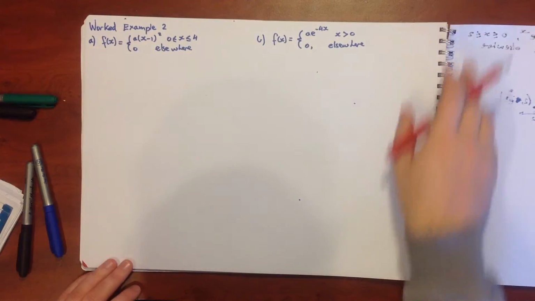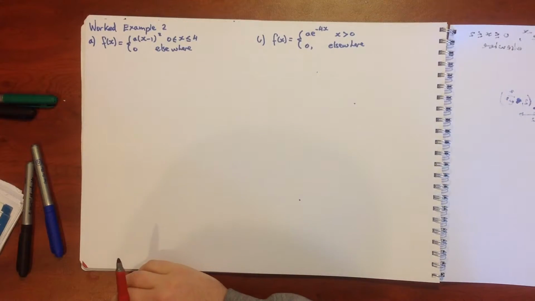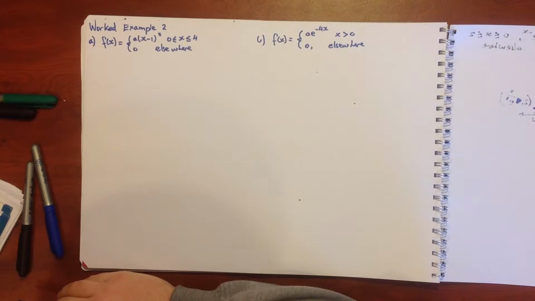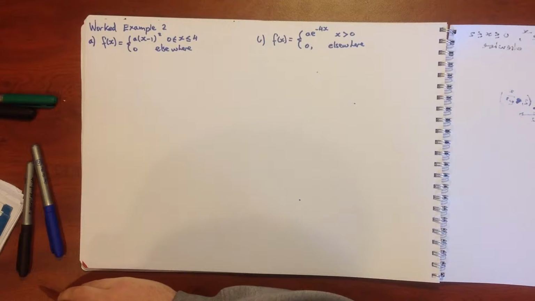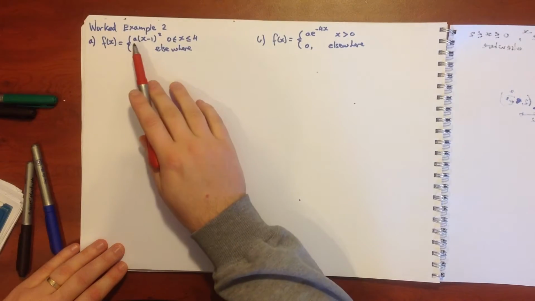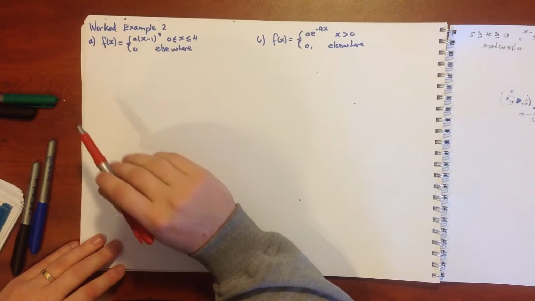We'll have a look at worked example 2, which is along the lines of what I was just talking about, but not quite. We've got our two functions. We're told that given the functions below are probability density functions, find the value of a for each function. For this one, we've got f of x equals a times x minus 1 squared from 0 to 4, and 0 elsewhere.